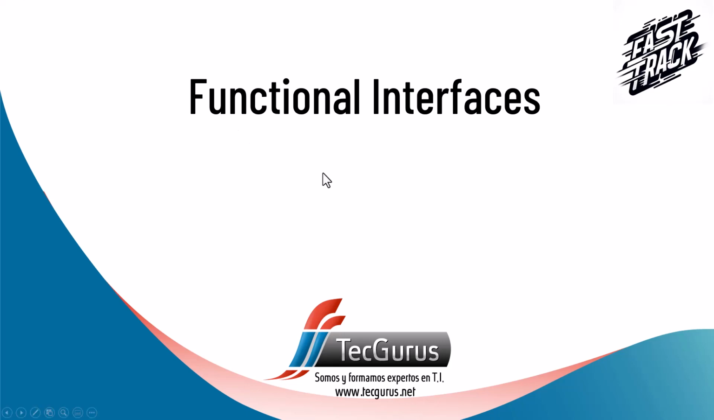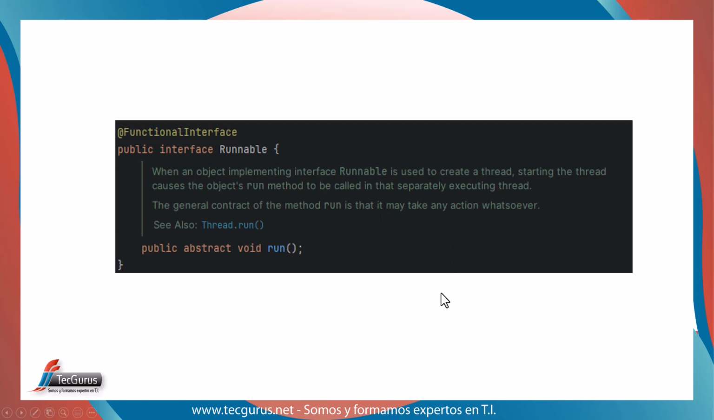An example is the Runnable interface. Starting from Java 8, this interface is considered functional because it has an abstract method called run. This interface is used to create threads within a Java program, that is, processes that run simultaneously within my program.